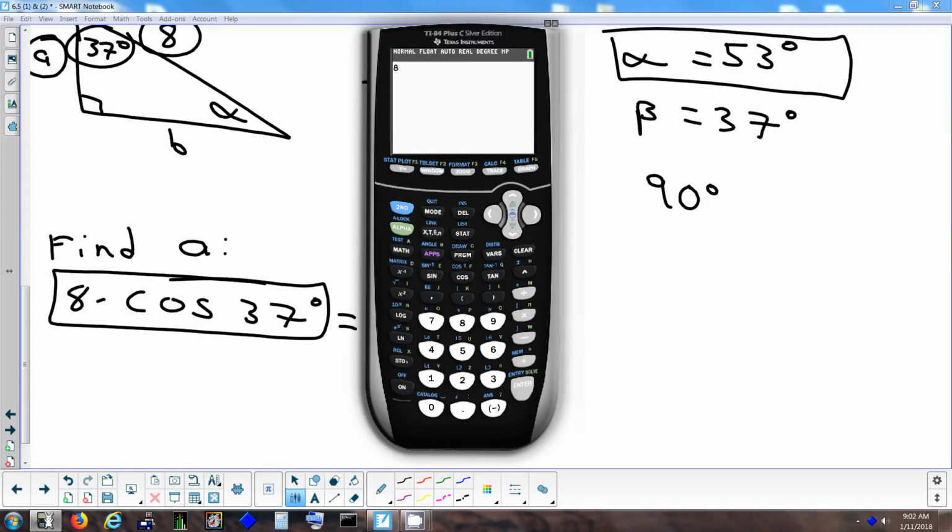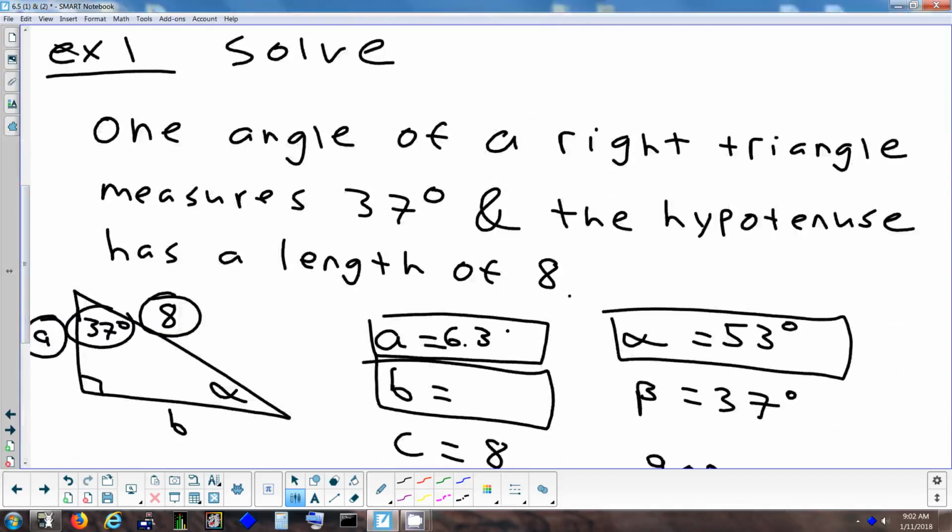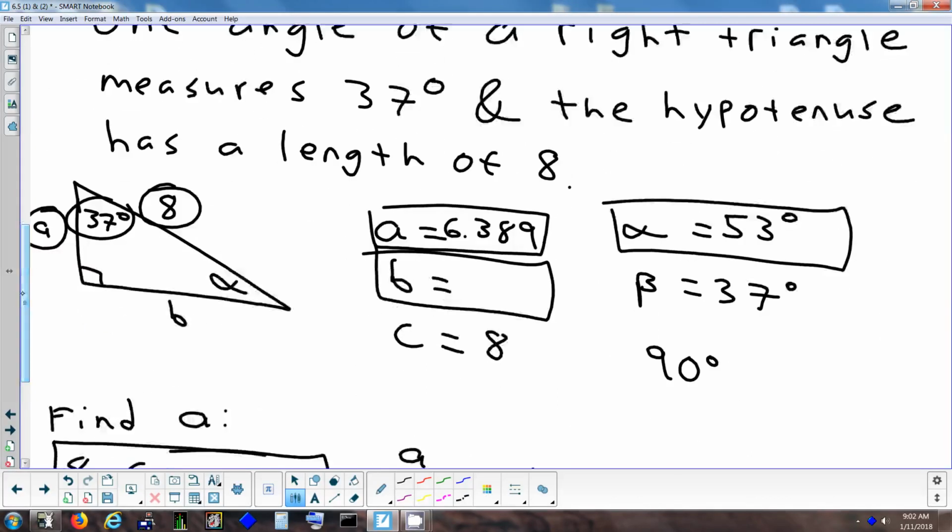And we have 8 cosine 37. Okay, so we get a length of 6.389. Okay, so I've got A. So I have one thing left to find. I've got B.